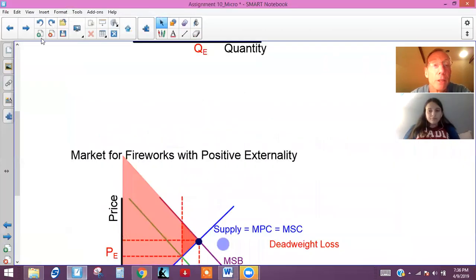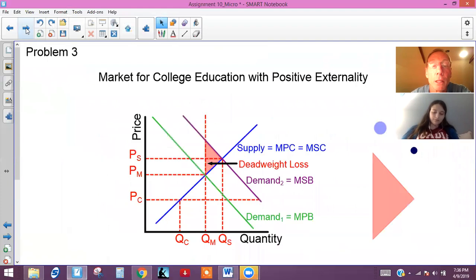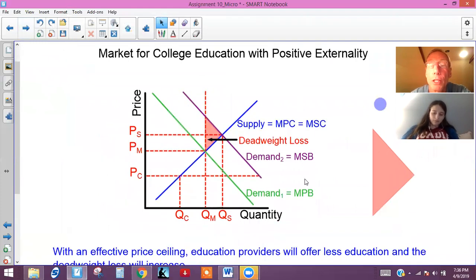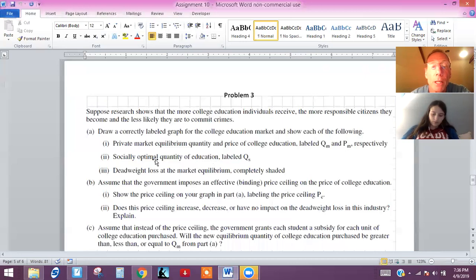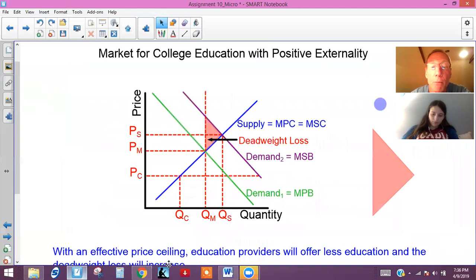So let's jump back over here. And this is what it is eventually going to look like. But for now, you're just drawing, let me go back. You're drawing QM, PM, and they want you to label the socially optimum quantity as QS, okay? So that's going to be right here, okay?